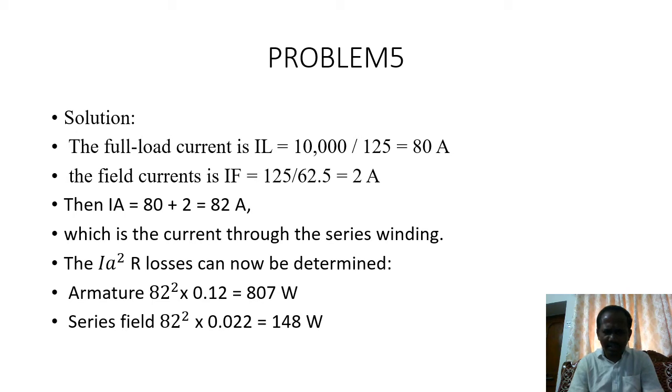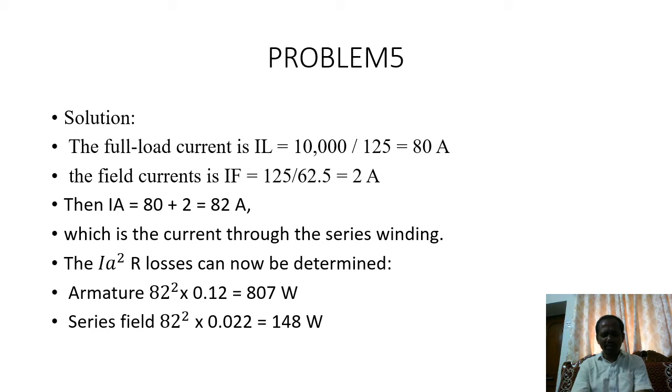2 amperes. Ish, the shunt field current or If, both are the same. So If or Ish is equal to 2 and load current IL is equal to 80. 80 plus 2 is equal to 82 amperes. Right, now you know the armature current, which is the current through the series winding.